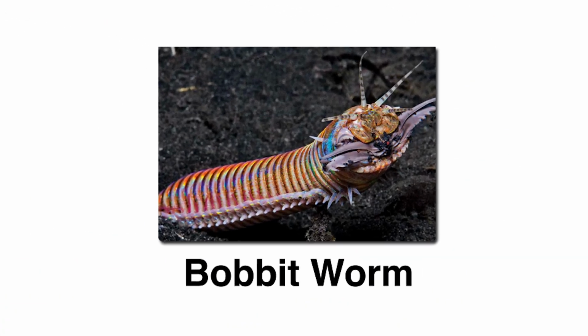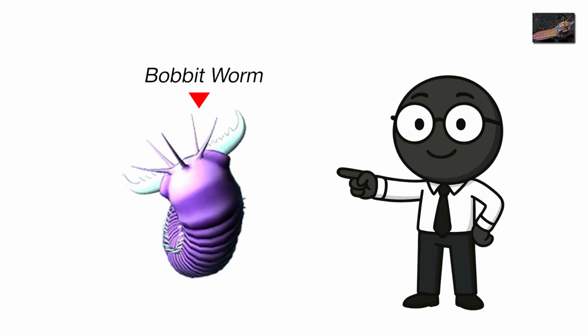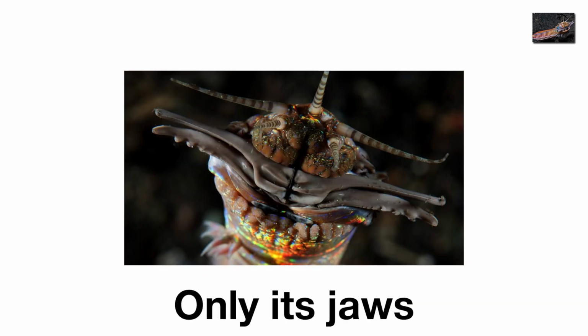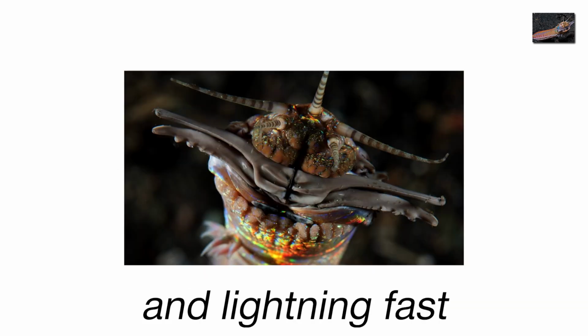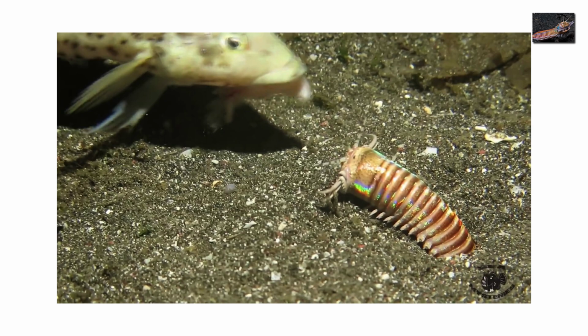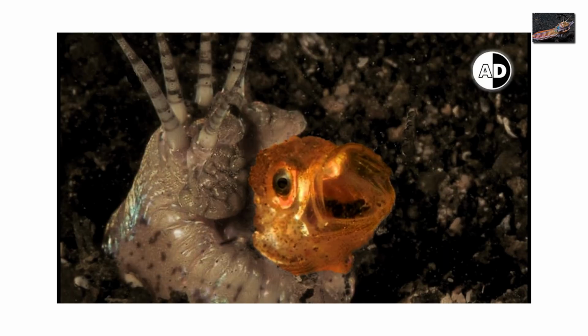Bobbit worm, the sand assassin. If you're squeamish, skip this one. The bobbit worm is a 3-meter-long ambush predator that lives buried in the seafloor. Only its jaws, sharp, metallic, and lightning fast, stick out. When prey swims by, it strikes upward, slicing fish clean in half.